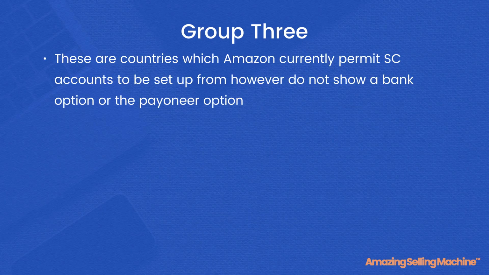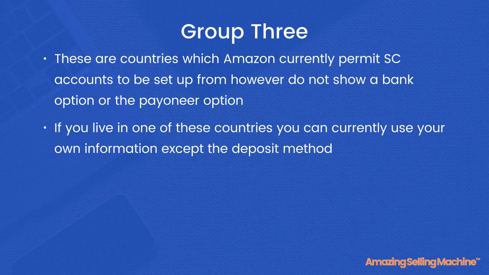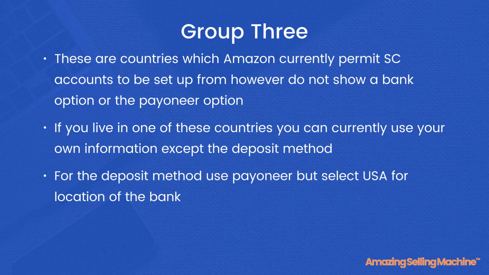Group 3. So these are countries which Amazon currently permits Seller Central accounts to be set up from, however do not show a bank option or the Payoneer option. If you live in one of these countries, you can currently use your own information except the deposit method. For the deposit method, use Payoneer, but select USA for location of the bank when you add your deposit method.